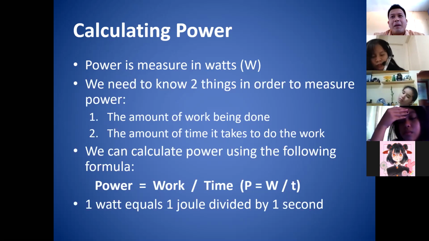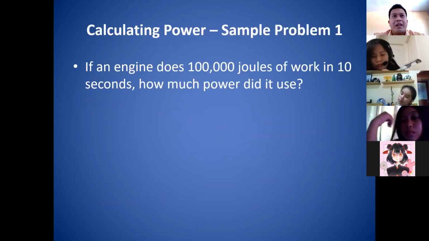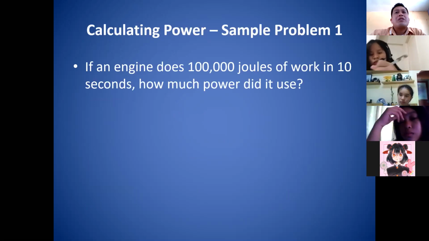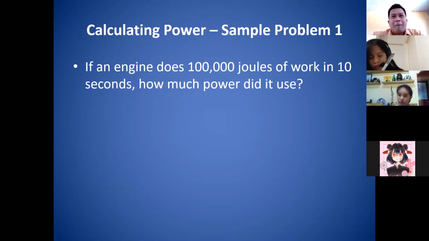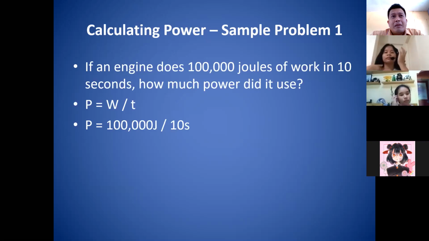So let's try a problem to understand the value of power. If an engine does 100,000 joules of work in 10 seconds, how much power did it use? So what is the power of the said engine? Power is equal to work divided by time. So work is 100,000 joules divided by 10 seconds. So power is 10,000. Correct. Very good. Simple computation, no?